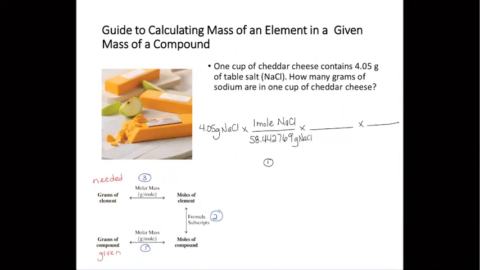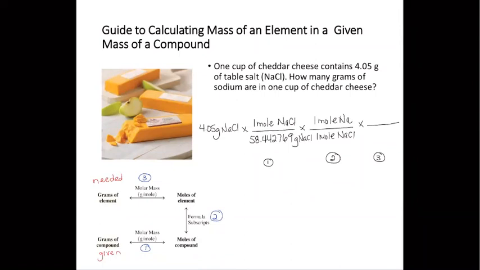That's how many grams of NaCl are in 1 mole of NaCl. Then we're going to use our second conversion factor, which is based on the formula subscripts. We're going to relate the moles of NaCl to the moles of sodium. The relationship is 1-to-1 because in the chemical formula, NaCl, there's only 1 sodium, okay?